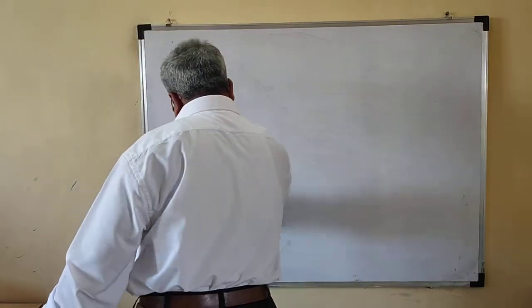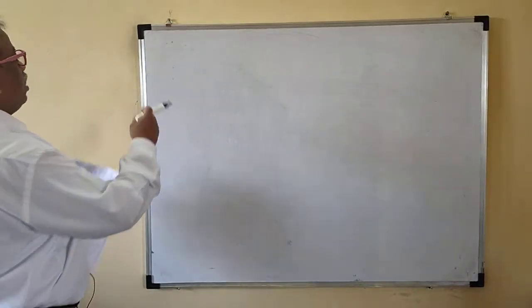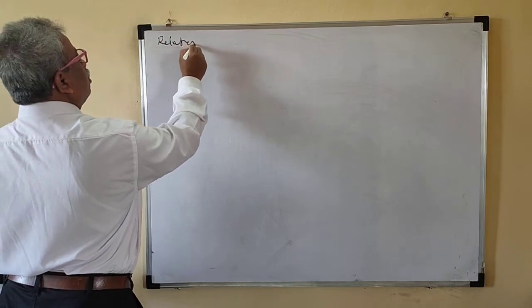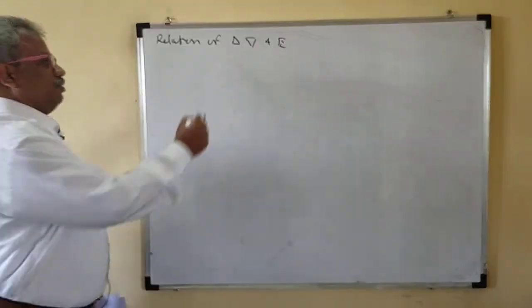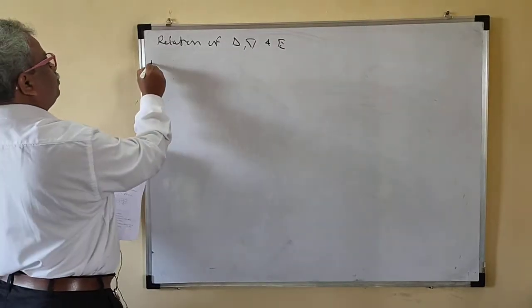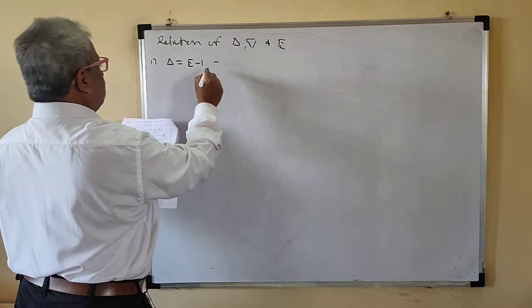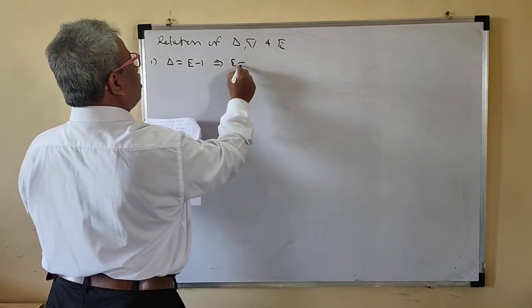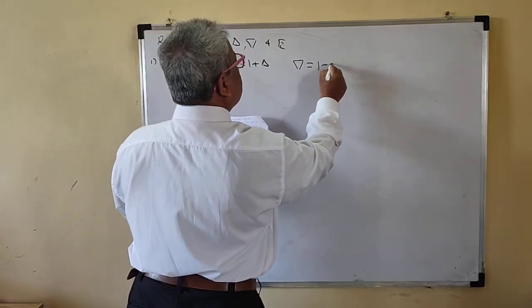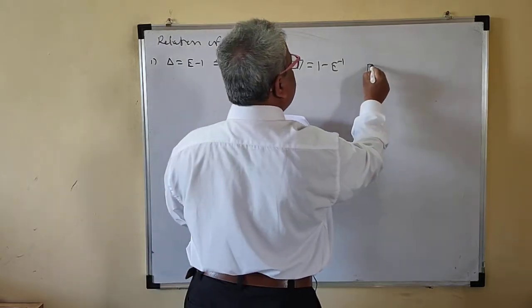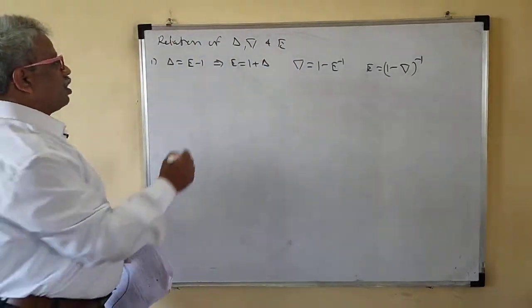We are interested in the relation among these three operators. Relations among these three operators, delta, nabla and the shift operator E. Okay. So first, this is very important. You should remember this. E minus 1, okay, this is the same as E is equal to 1 plus delta. And for backward, this is 1 minus E inverse, and E is equal to 1 minus nabla raised to minus 1. Okay.